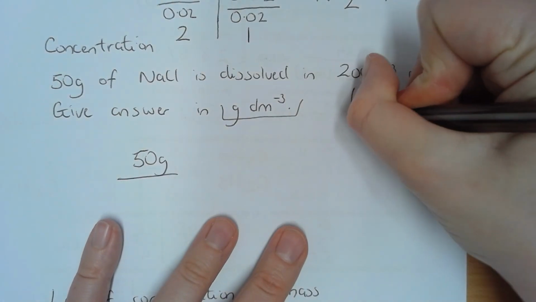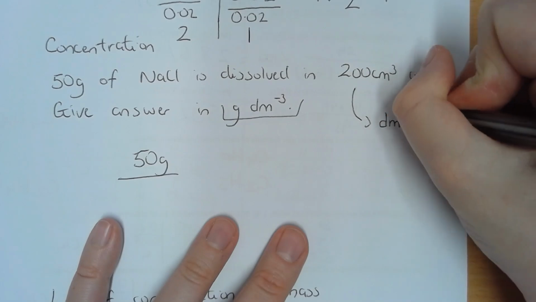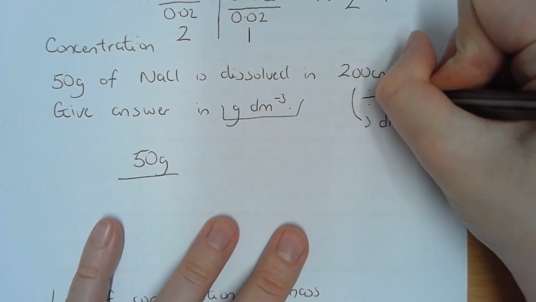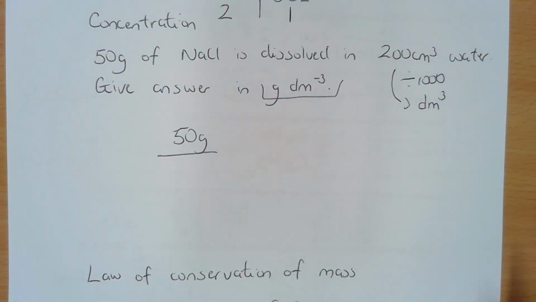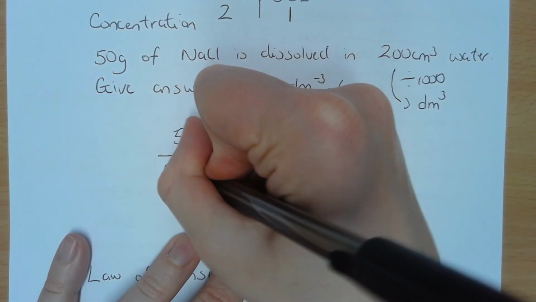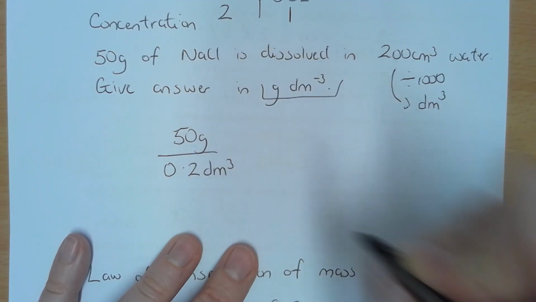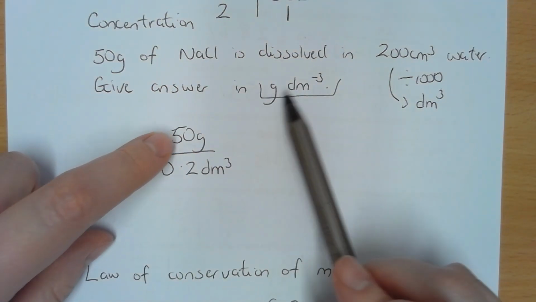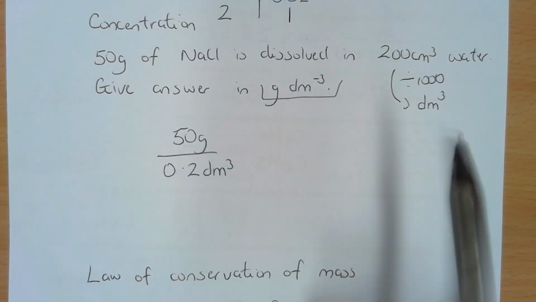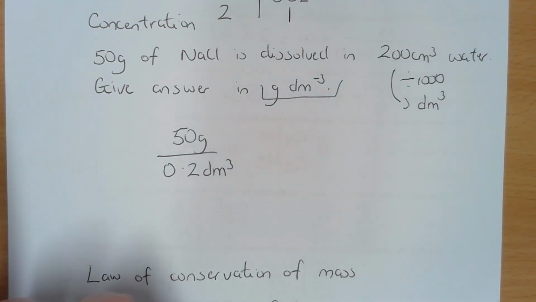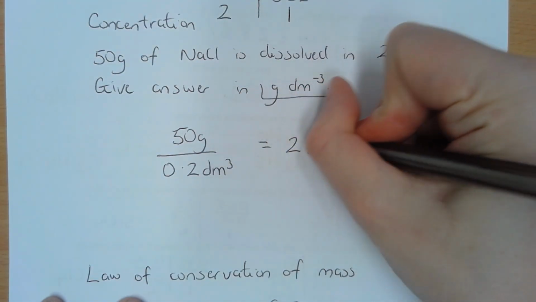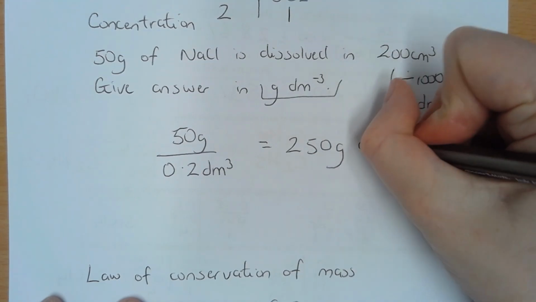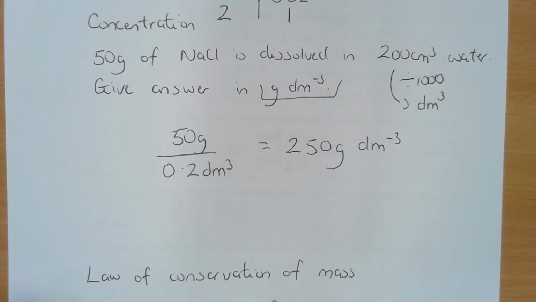So to go from cm cubed to dm cubed, you are going to divide by 1000, and it will always be the same conversion. So I do 200 divided by 1000, and I get 0.2 dm cubed. Now I've got something in grams divided by something in dm cubed. I just do that on my calculator, 50 divided by 0.2, and I get 250 grams per dm cubed.